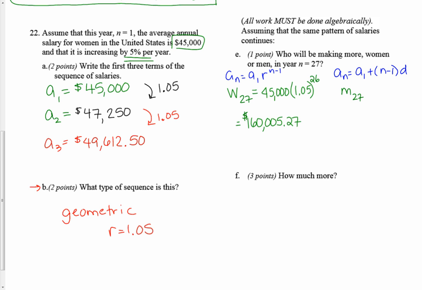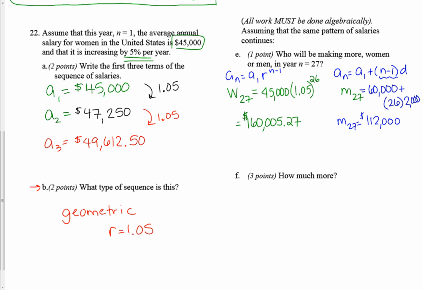All right, let's check on the men. Their first term was 60,000. Then I'm going to repeat this process 26 times because n minus 1, 27 minus 1 would be 26, and their common difference was 2,000. So if I do that on my calculator, 60,000 plus 26 times 2,000, the men are then making $112,000.